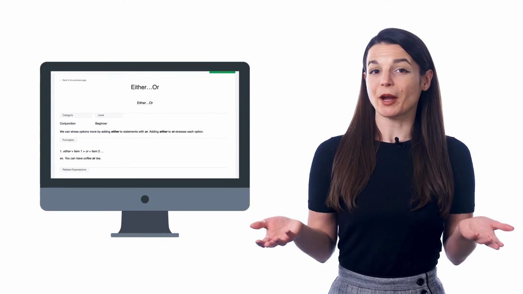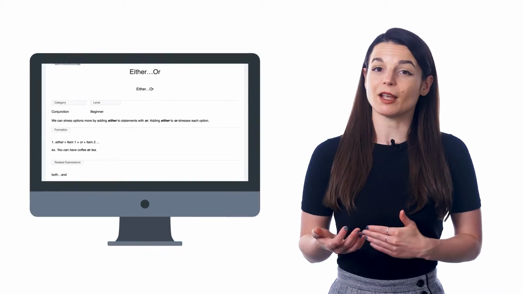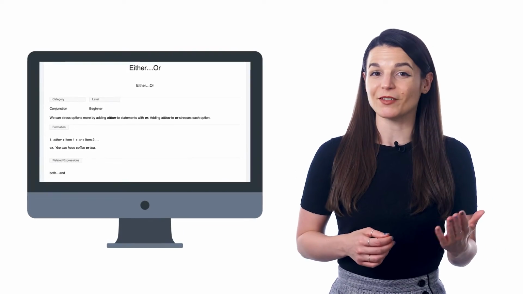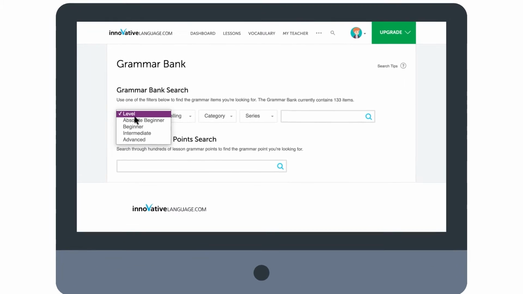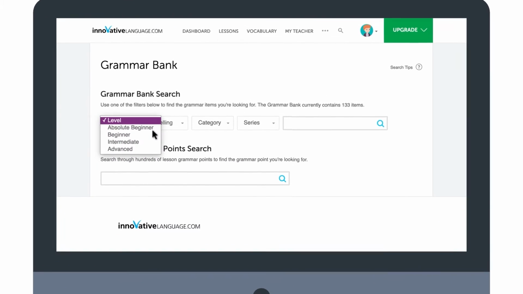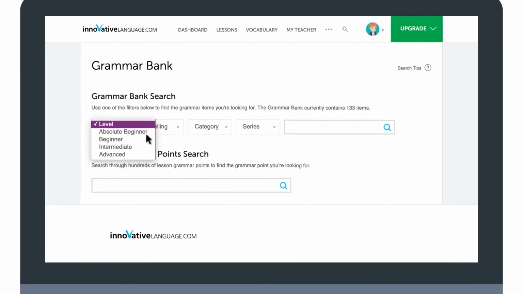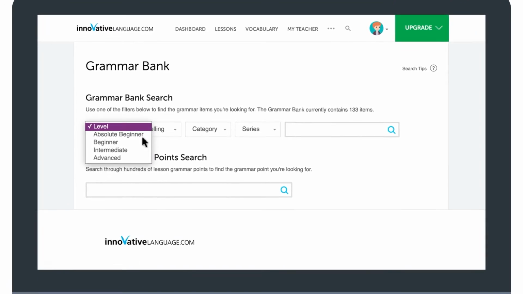That's where the Grammar Bank comes in. You can look up grammar rules and get the explanations, examples, and links to lessons where we cover these rules. You can also sort grammar by learning level. So if you're an absolute beginner and want to make sure you know all of the absolute beginner grammar rules, you can do just that with the Grammar Bank.